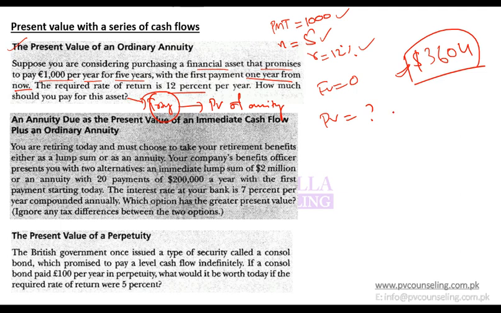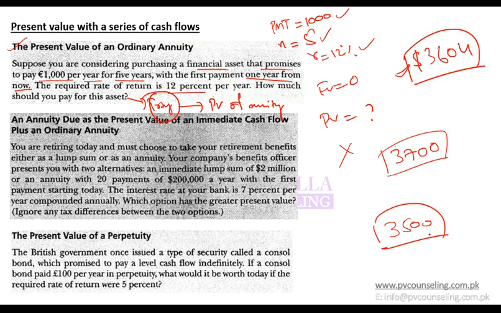in order for this annuity to be bought. If in the market this annuity is available for, let's say, 3700, you will not buy it. Why? Because it is available at a higher price compared to its value. But if it is available in the market for, let's say, 3500, you will buy it. Why? Because it has a lower price compared to its value. This is an ordinary annuity.